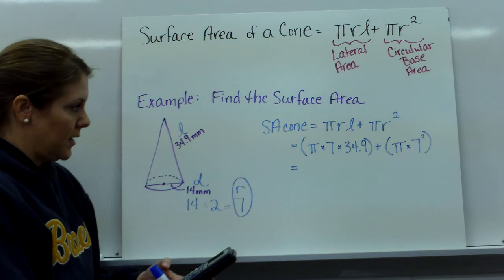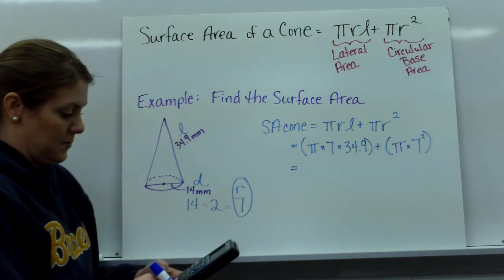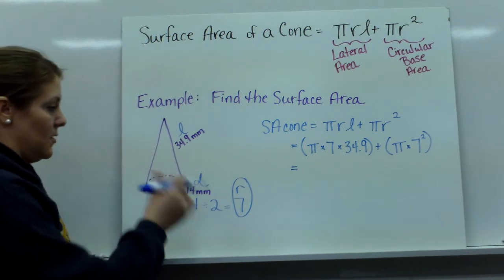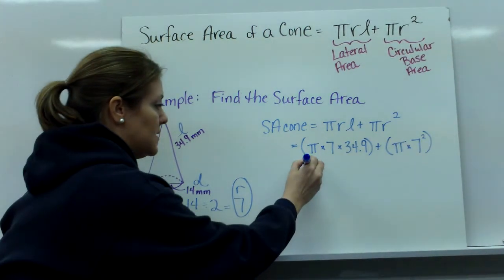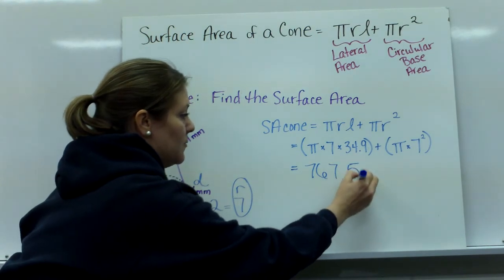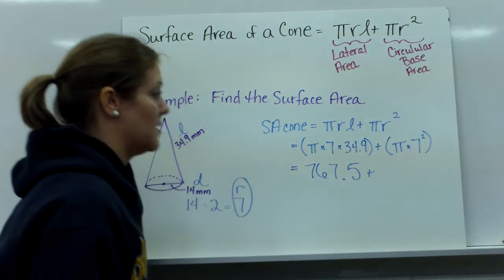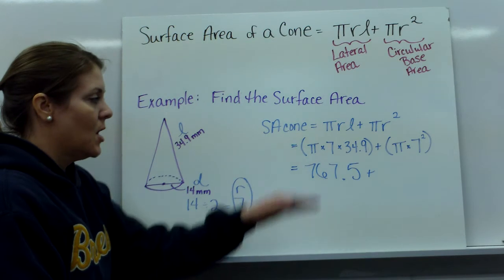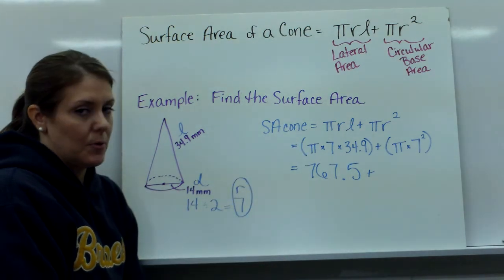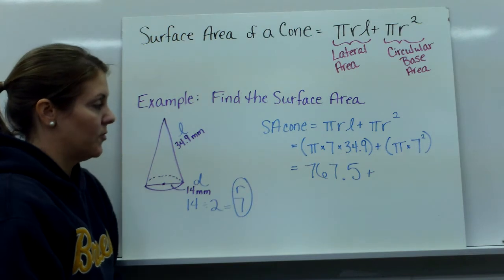So we're going to do pi times 7 times 34.9. So that lateral surface of our cone is going to be 767.5, rounded to the tenths place there. And I'm using the pi button, so if you're a little off from mine, it may be because you're using 3.14 instead of pi, and that's perfectly fine.